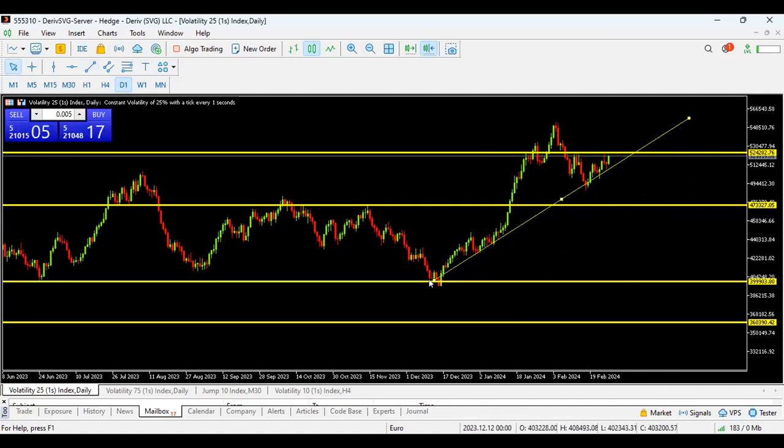The market is an uptrend, of course, with the trend line as well is an uptrend, but we need to allow the market to break through this particular zone, all right, come back and retest our trend line, then we know that we are in for a buy.